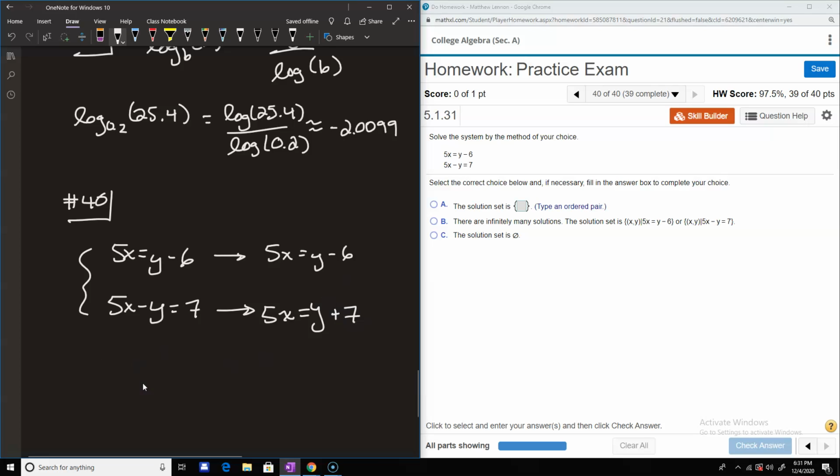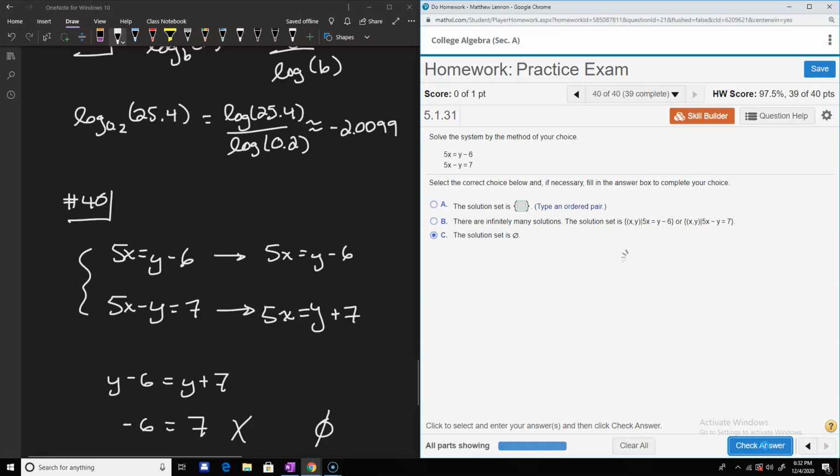And then, since they're both 5x, you could say y minus 6 equals y plus 7. And then if you subtract y, you end up with something strange. Negative 6 equals 7, which doesn't make any sense. So we would say the solution set is empty. So that would be choice C.